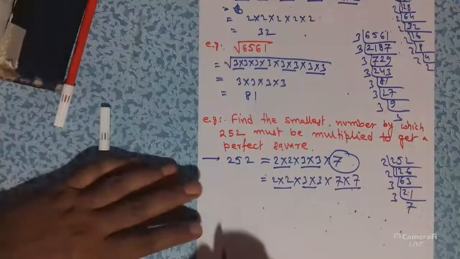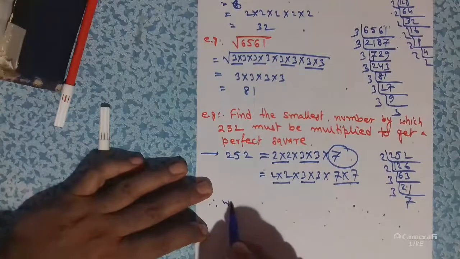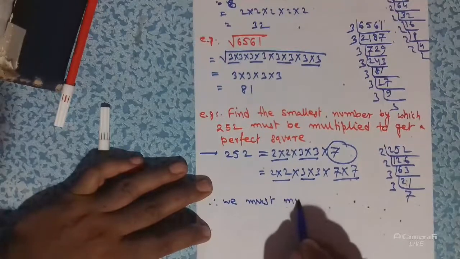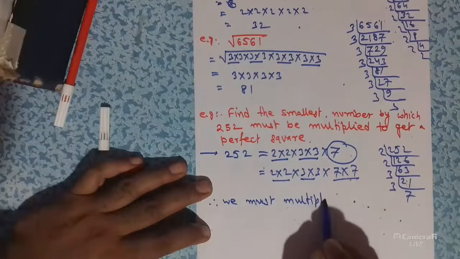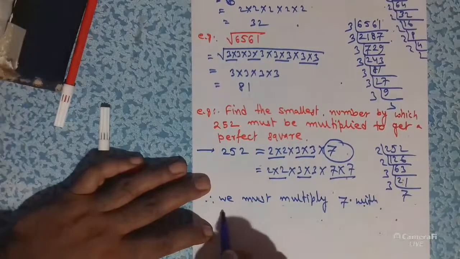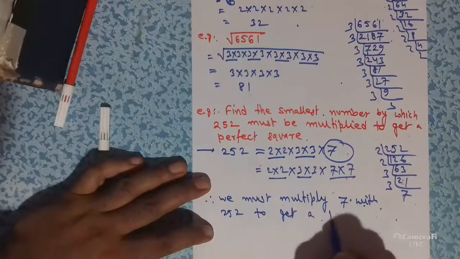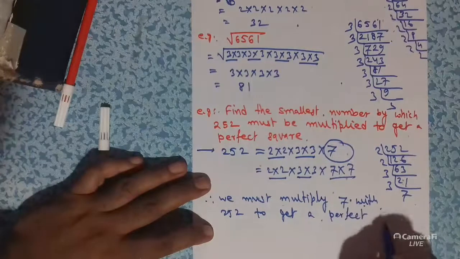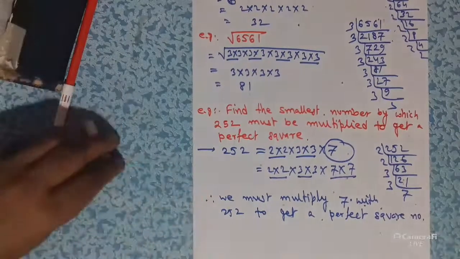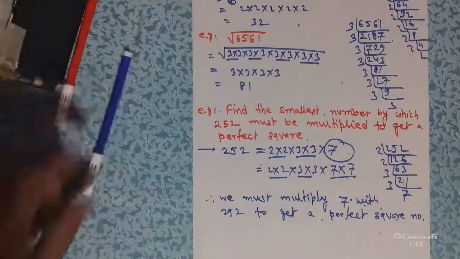Okay, so write your answer. Therefore, we must multiply 7 with 252 to get a perfect square number. Okay, I hope you understood, students. Now if you have any doubt, you can ask me.